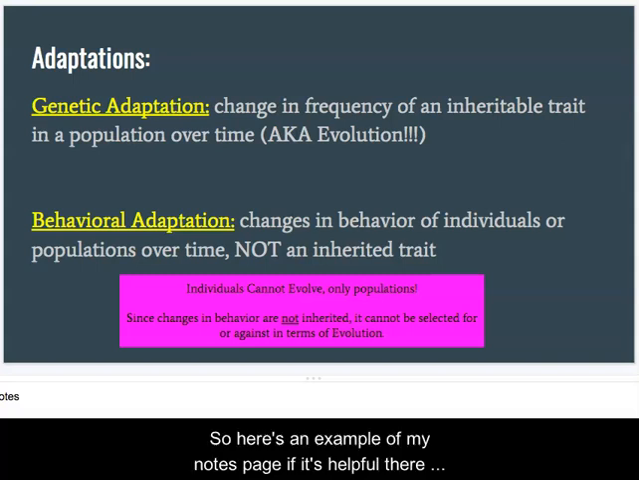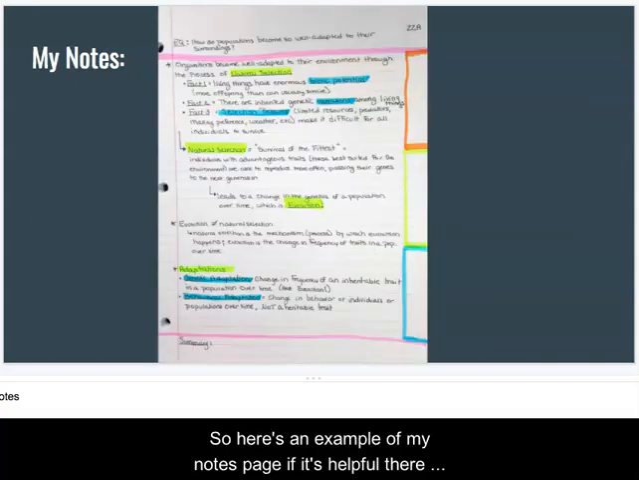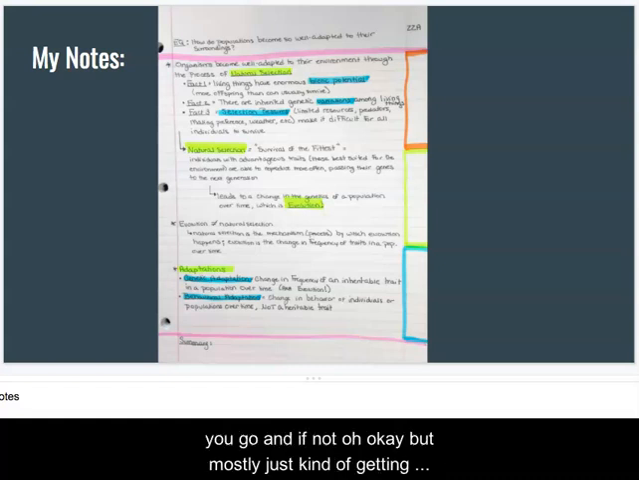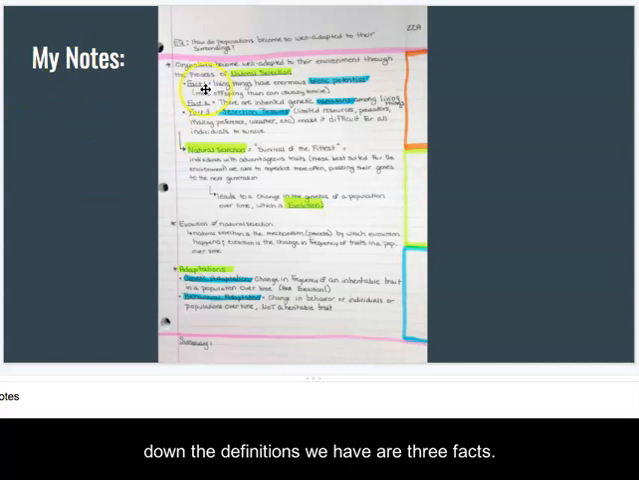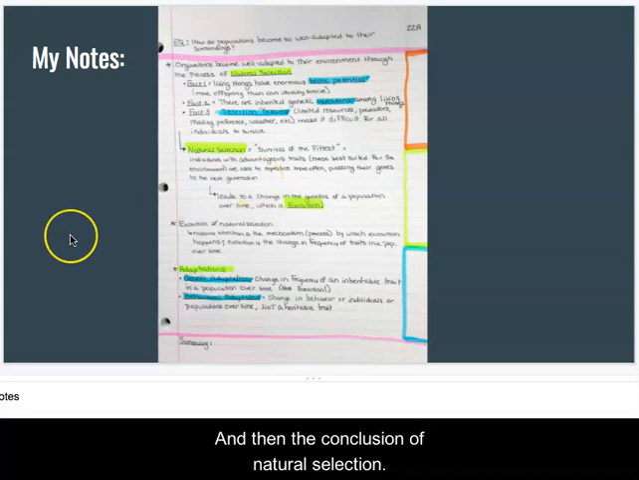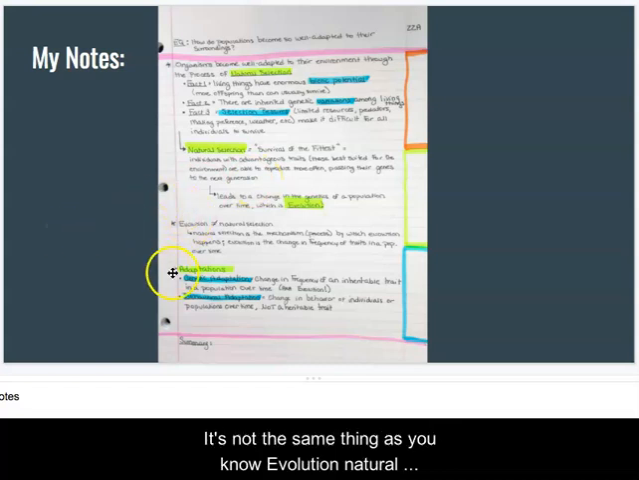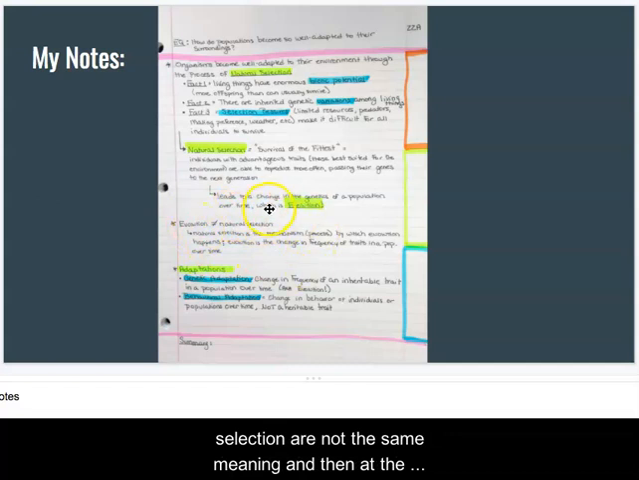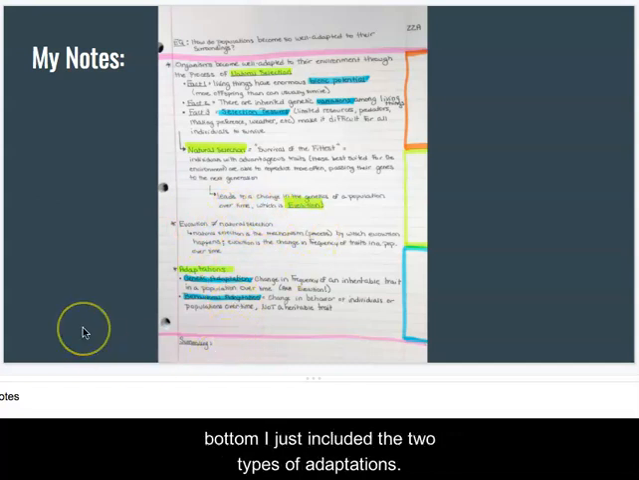All right, so here's an example of my notes page. If it's helpful, there you go. And if not, oh, okay. But mostly just kind of getting down the definitions. We have our 3 facts and then the conclusion of natural selection there. And how evolution and natural selection are not the same meaning. And then at the bottom, I just included the 2 types of adaptations.